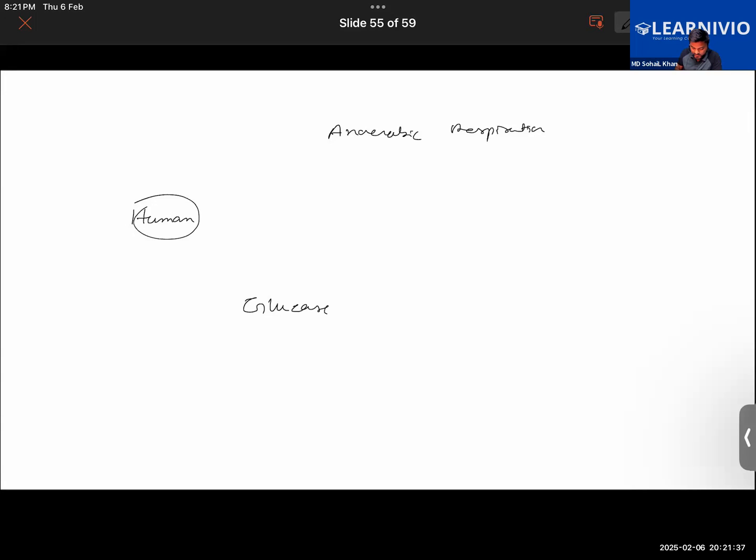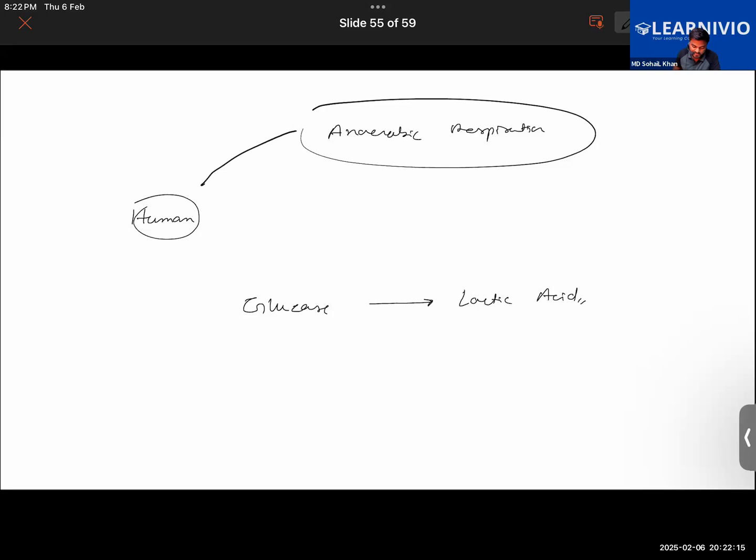Now tell me, when anaerobic respiration occurs in the muscular cells of humans, what happens? When we run so much, our legs won't have enough oxygen, and it will cause lactic acid. So glucose is converted into lactic acid. That's anaerobic respiration occurring in the case of humans. It can also occur in animals.